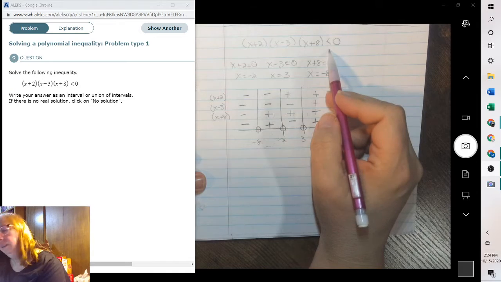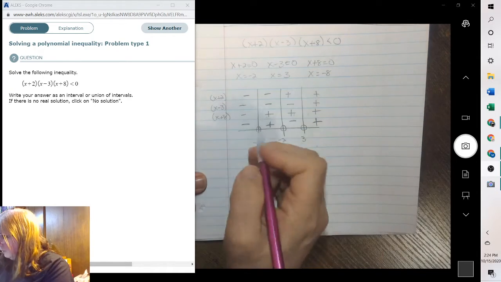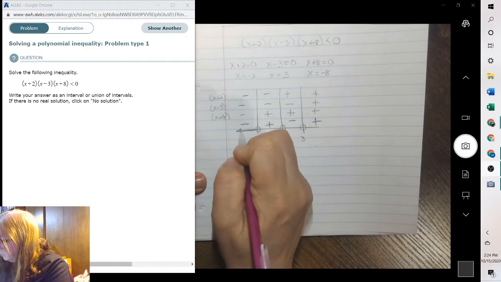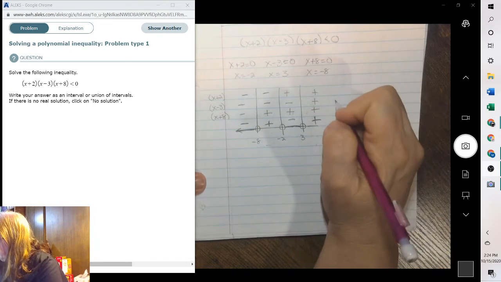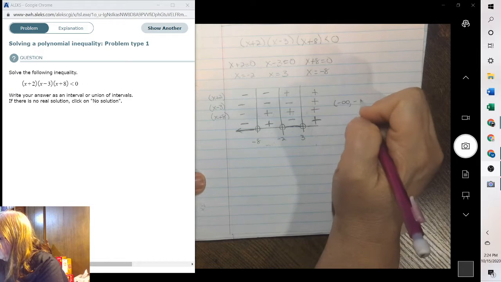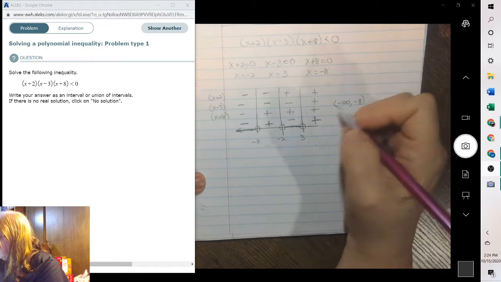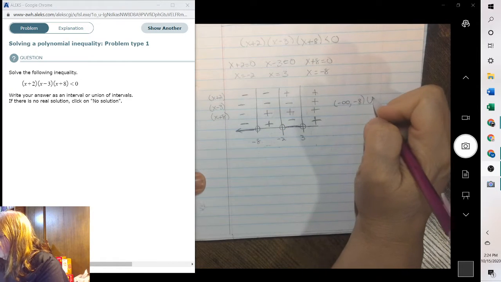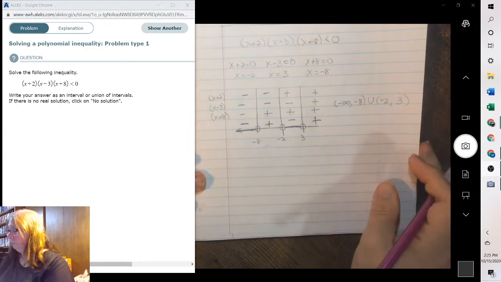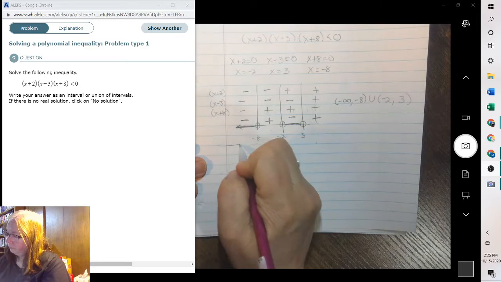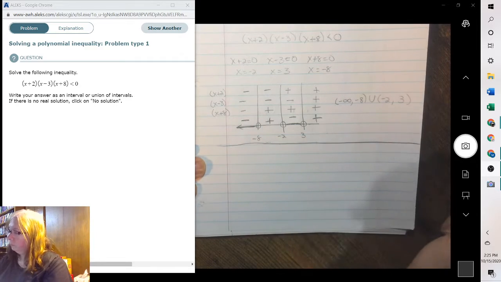This was less than 0, so we want the negatives. We want this one and this one. In interval notation, -infinity to -8, parenthesis because it's not including it, union with -2 to 3. And that would be your answer.